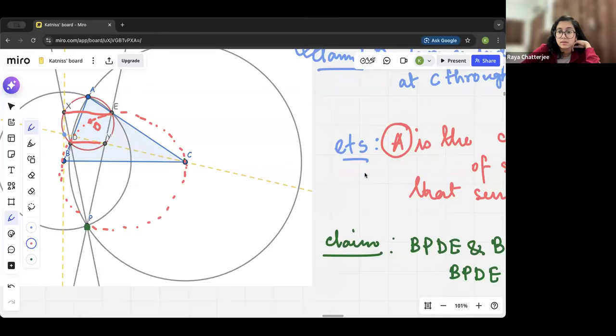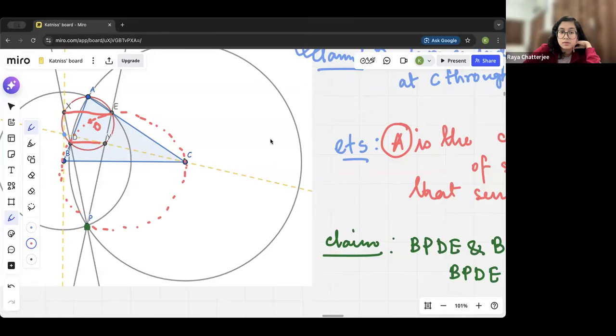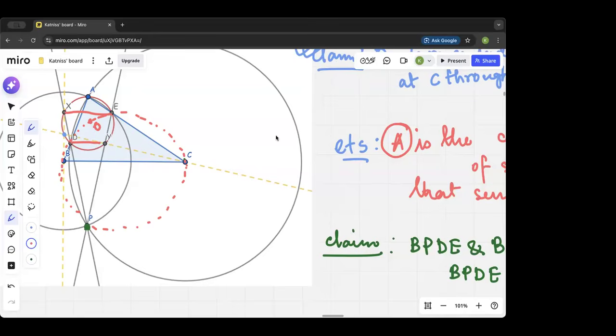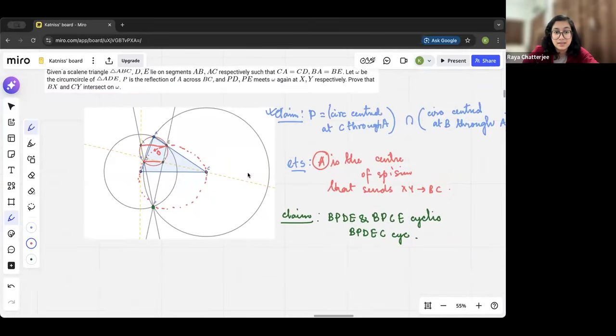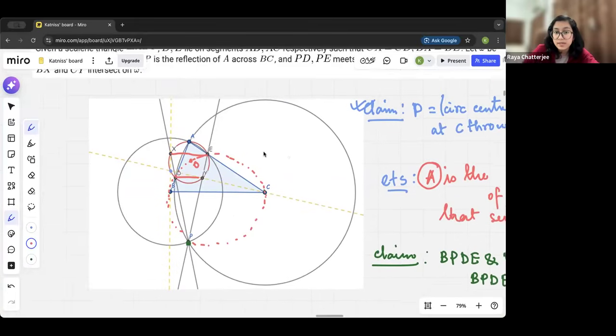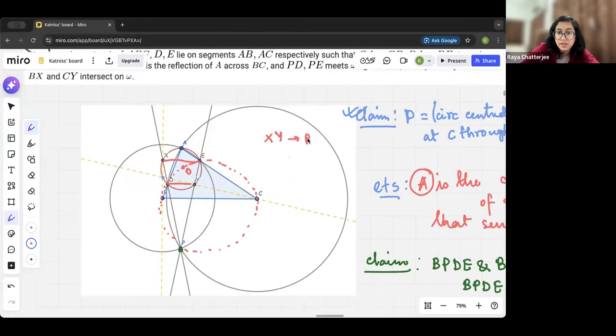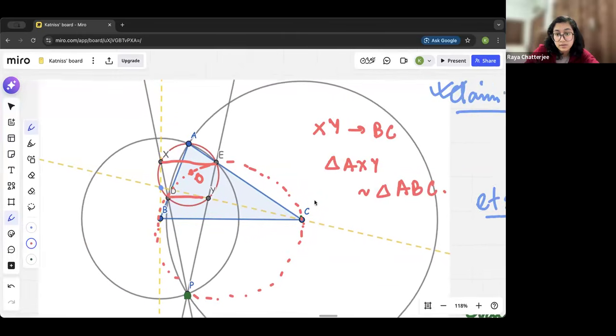Why do we need to prove B, D, E, and C are concyclic? Like Bhairav said earlier, couldn't we just go ahead and prove triangles ADE and ABC are similar? But the point is that this kind of finishes, no? Okay, I'll just finish it to end the confusion. What do I want to show? I want to show that it sends XY to BC, right? So it is enough to prove that triangle AXY is similar to triangle ABC, right? Do you agree? Yeah.